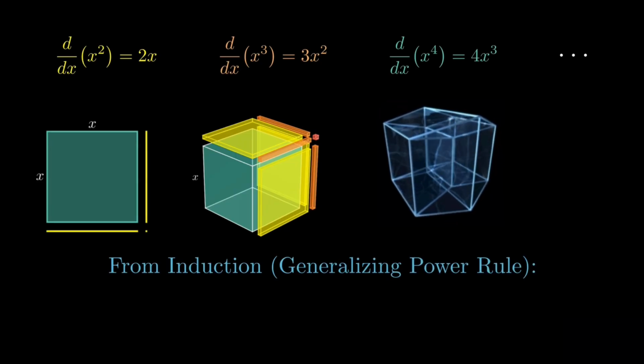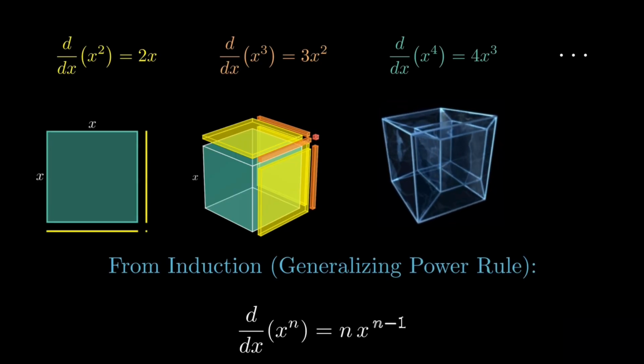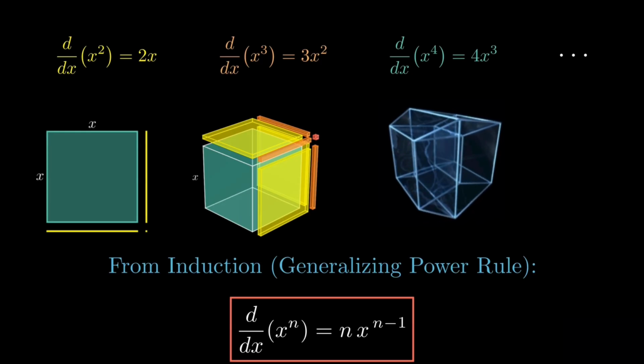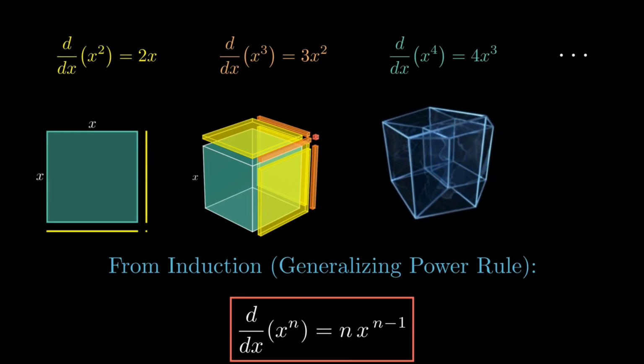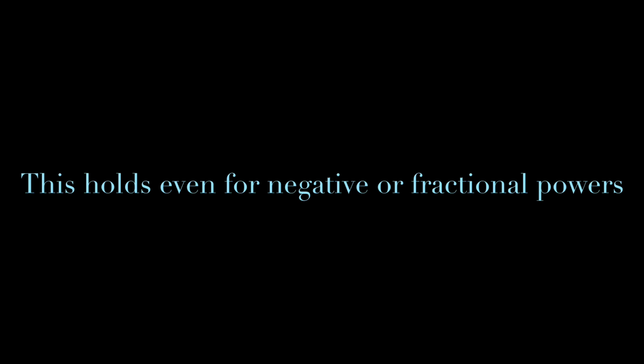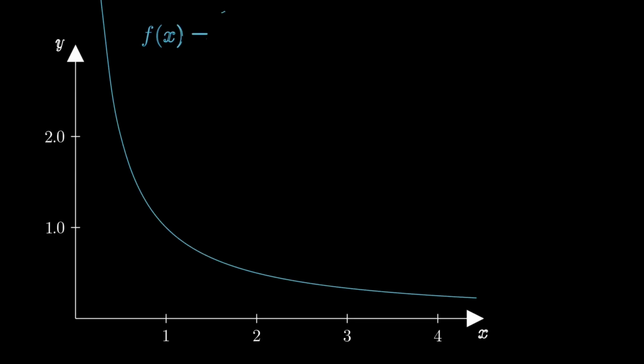We call this the power rule, and now you don't just have to trust this rule because it's written in your textbook, but because you have seen how it can be built using geometry. The interesting thing is that this holds not just for positive integral powers of x, but also when n is negative or a fraction. Let's look at 1 over x, for instance.